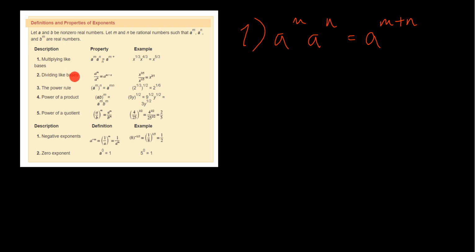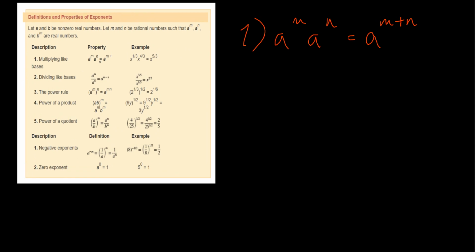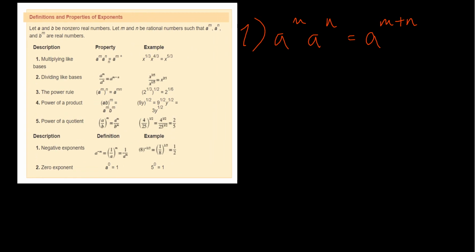If we're dividing like bases, then you subtract. A raised to the m divided by a raised to the n is simply a raised to the m minus n. The power rule is, if we're raising a power to a power, then you multiply. If we have a to the m raised to the nth power, then we multiply. 1/3 times 1/2 is 1/6.